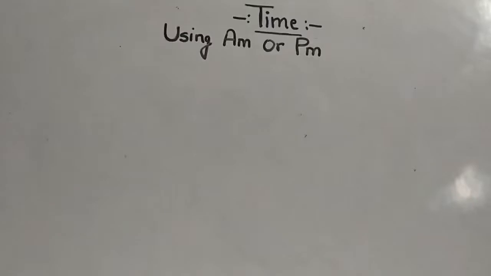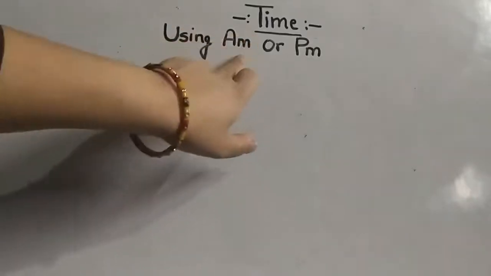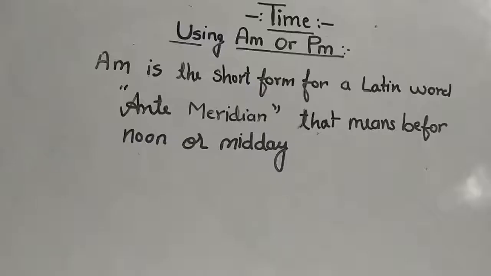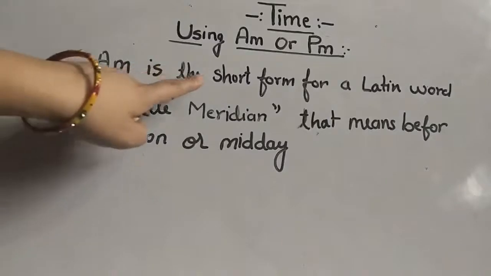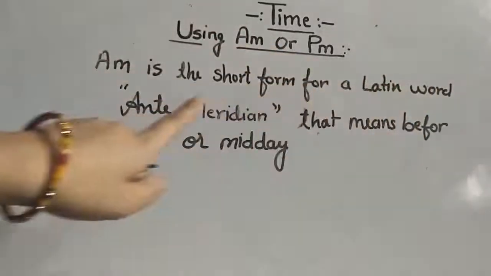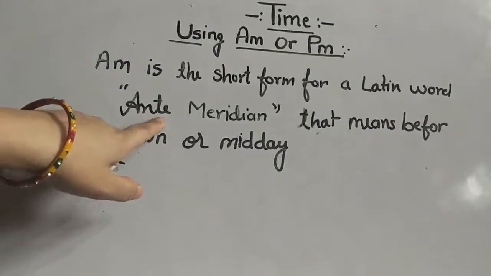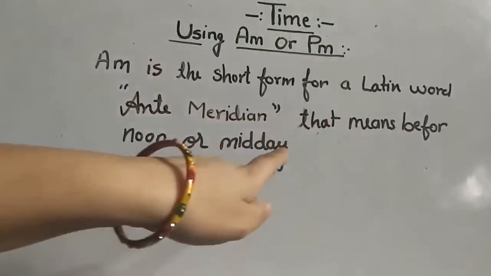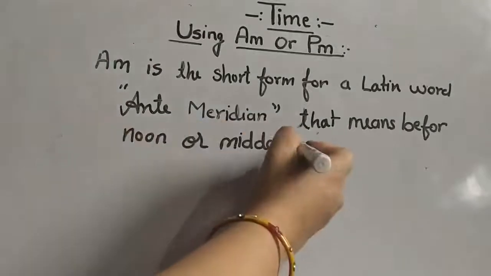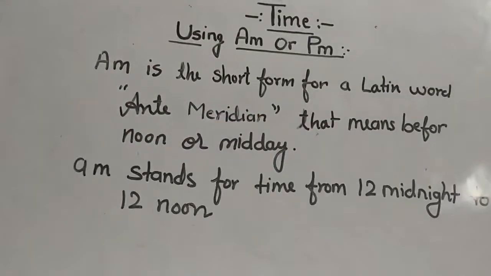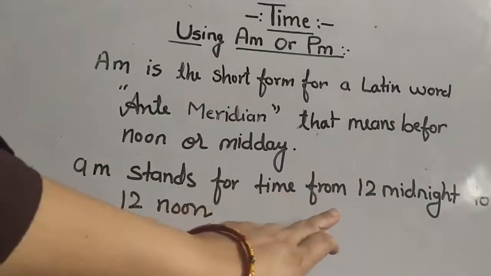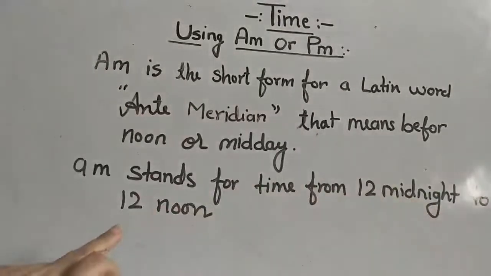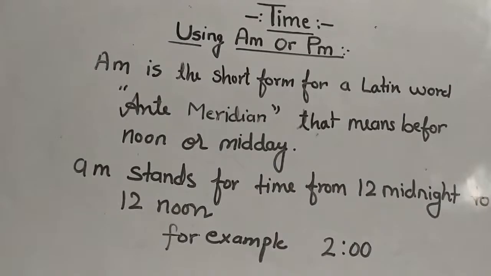Now coming to the next topic, using AM or PM. So first of all, we'll see what AM is. AM is the short form for the Latin words ante meridian, that means before noon or before midday. AM stands for the time from 12 midnight to 12 noon. For example, 2 o'clock in the night will be 2 AM.